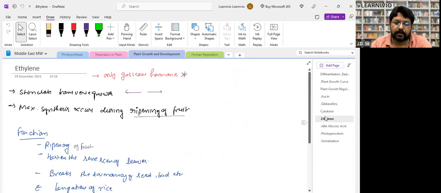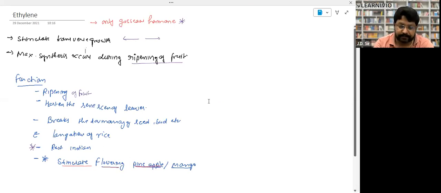Ethylene. It's very important. Ethylene is the only hormone which is found in gas form, in plants and animals, including both. It stimulates the transverse growth. Transverse growth means lateral growth. So ethylene will not increase the height of the plant. Rather, it will increase the horizontal growth, that is, the number of branches and the growth of the branches will be more.